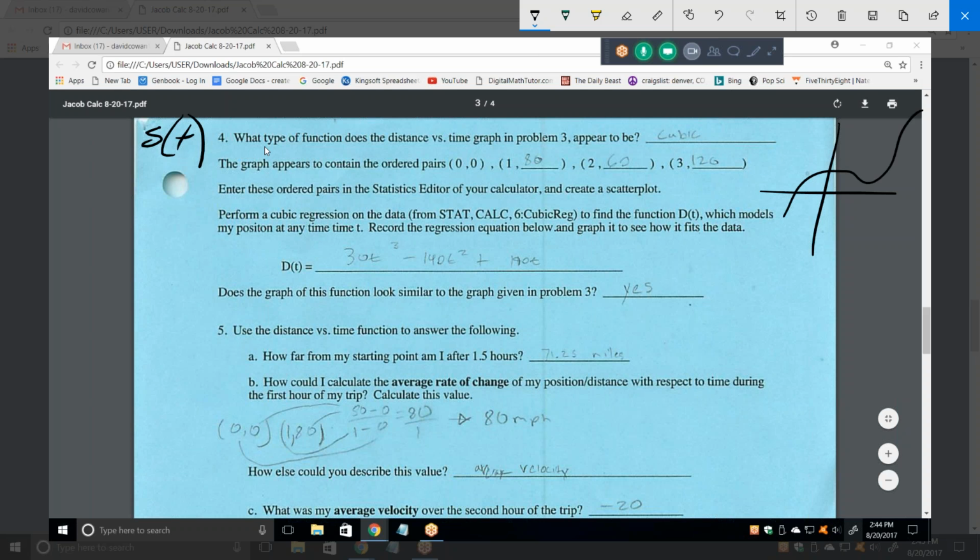Okay? Now, the graph appears to contain the ordered pairs, which you correctly put in there. And you've mastered your calculator enough to know how to do this, or how'd you do the second part? No, I just found the answer for that one. I had no idea how to get that. Okay.